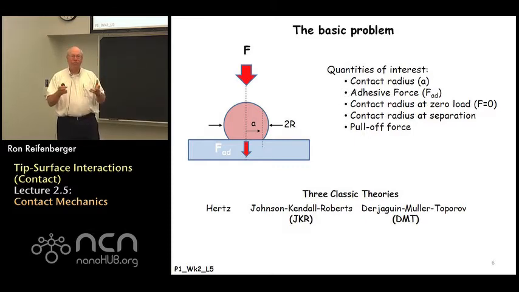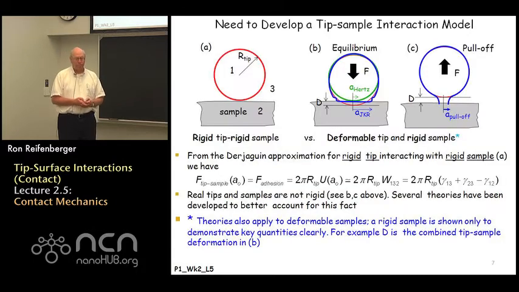So to answer these very fundamental questions, there have been three classic models, three classic theories that have been developed over time. The first one was by Hertz. The second one was by Johnson, Kendall, and Roberts. That's referred to as the JKR model. And then the third one that we'll discuss in some detail is the Derjaguin, Muller, and Toporov, the DMT model.